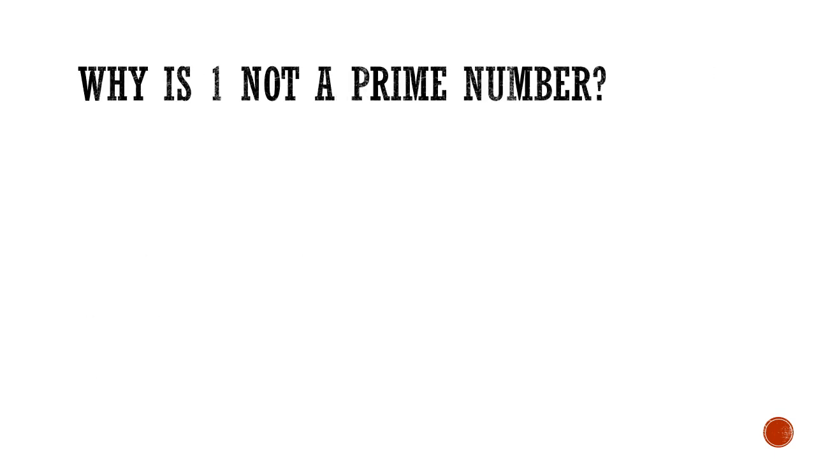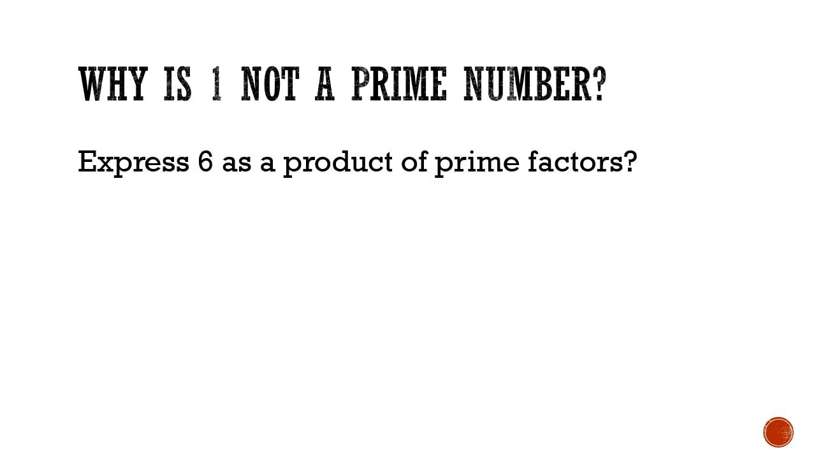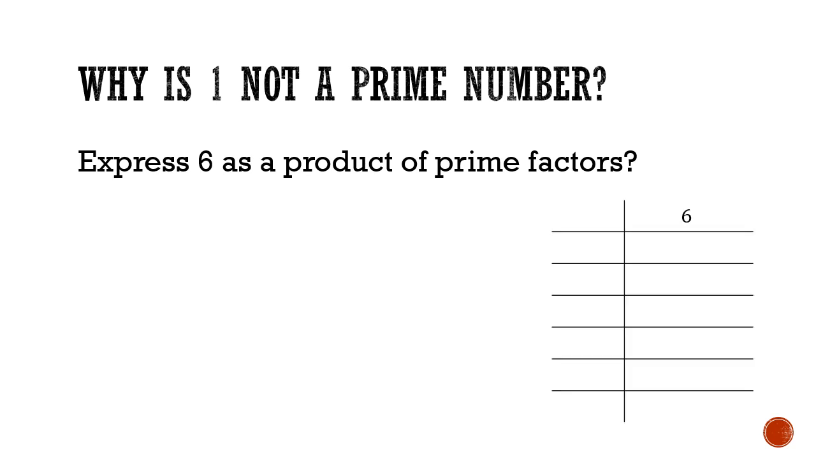Now, a commonly asked question by students is why 1 is not a prime number. And I'm going to give you 2 reasons. The first reason, let's look at a question. Let's look at the case where 1 is a prime number. How would you then express 6 as a product of prime factors? If we use the ladder frame that we used in the previous question, well, 6 can be divided by 2, that gives us 3. 3 can be divided by 3, that gives us 1.